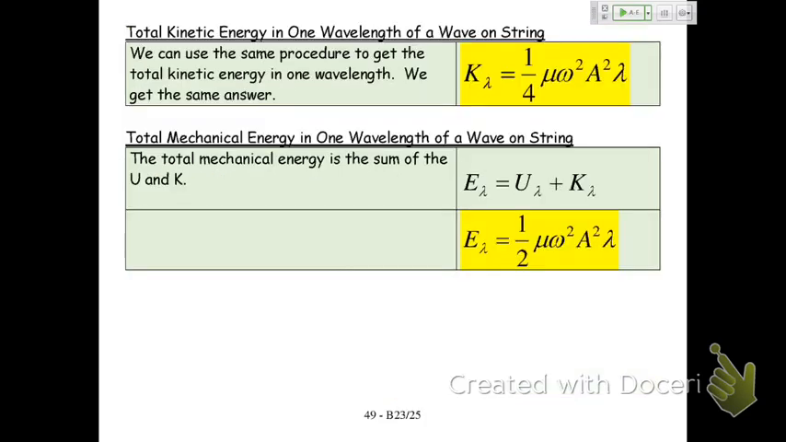And if we do the same thing for kinetic energy, we get the same equation, because the energy is going backwards and forwards between kinetic and potential. That's what happens with these energies. If I say my mechanical energy in one wavelength is equal to my potential energy in one wavelength plus my kinetic energy in one wavelength, then I get one half of this. And again, I don't want you to remember it. If I do anything, I'm going to give you that equation and say, how are these two related? Okay.